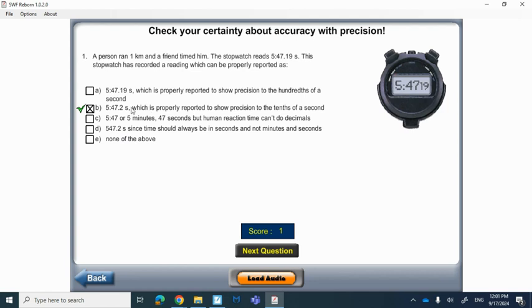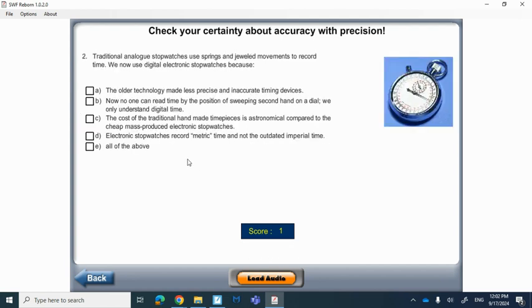I would like this answer to say 5 minutes 47 seconds, 0.2 second or whatever, because humans' reaction time can measure down to a 1/10 of a second or so. That would make more sense, right? If they had it written that way.